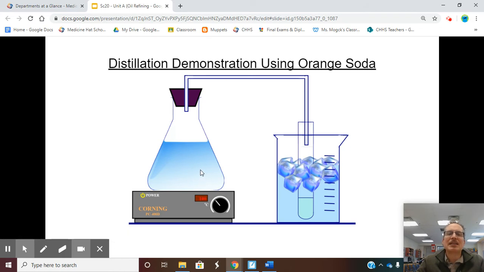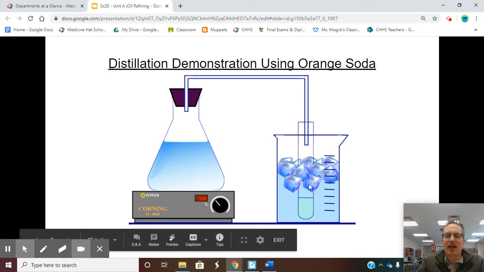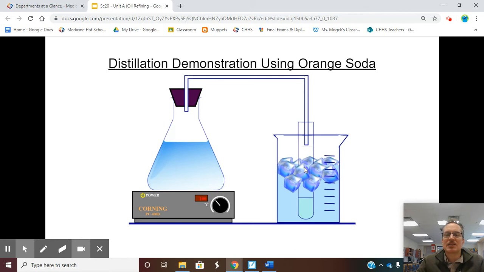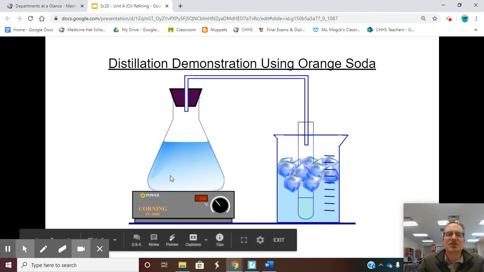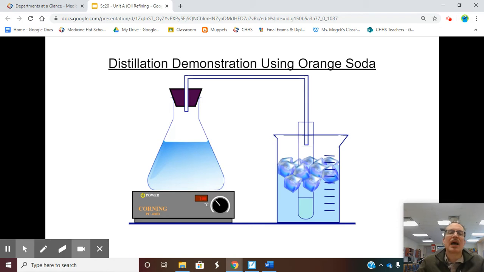And if I heated this long enough and collected long enough, I would fill up this test tube with distilled water, and all the extra stuff in orange soda, all the ingredients that aren't water, would stay back here. I have separated out by heat water from the other ingredients.